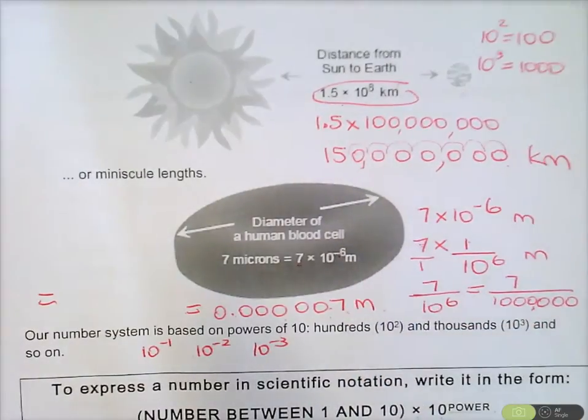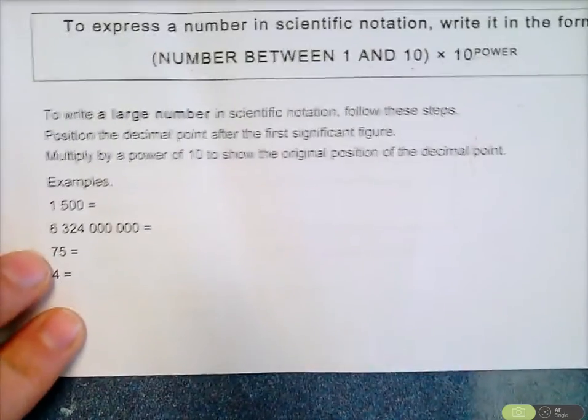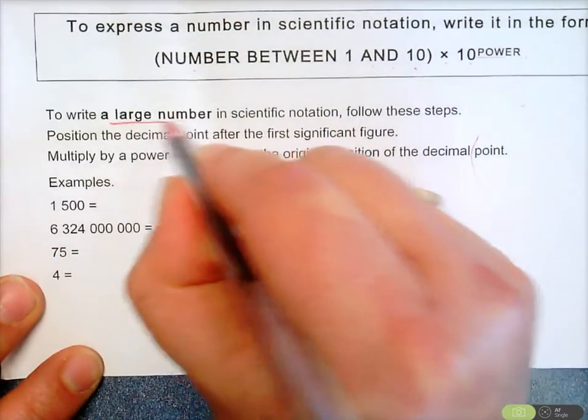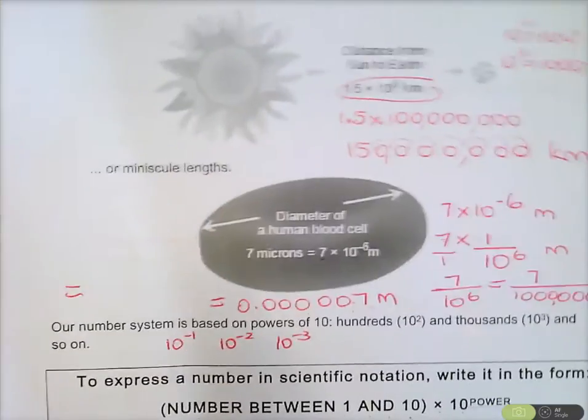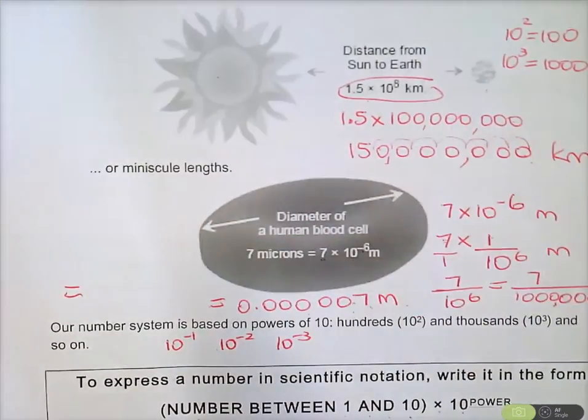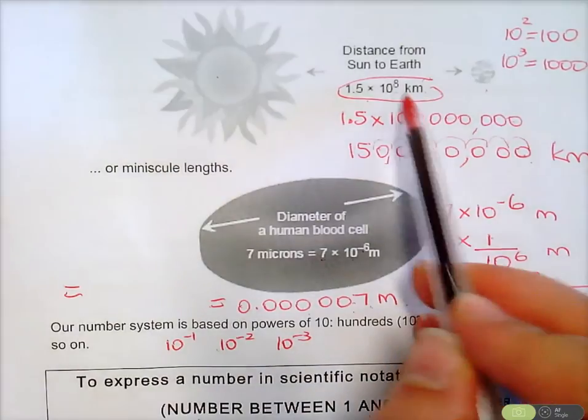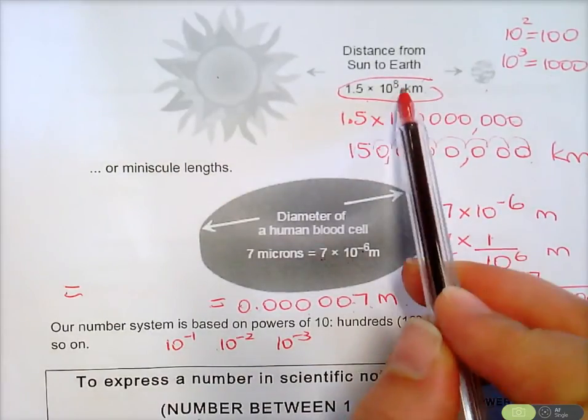No, the number's got to be between 1 and 10. So this is what we're going to do down here. To write large numbers, which one do you think is the biggest distance? Distance from the Earth to the Sun or the human blood cell?